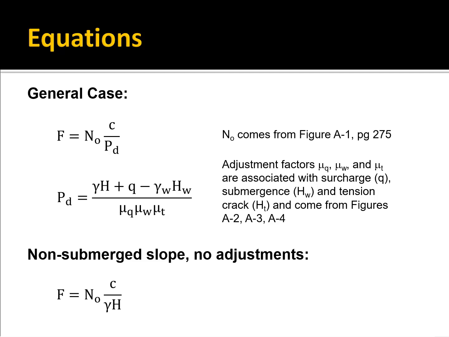If you don't have any adjustments, no submergence, no surcharge, no tension crack, just a really simple slope, then this equation simplifies to N sub naught times C over gamma h. And remember, C is kind of our force resisting failure, and gamma h represents our force driving failure, roughly speaking.